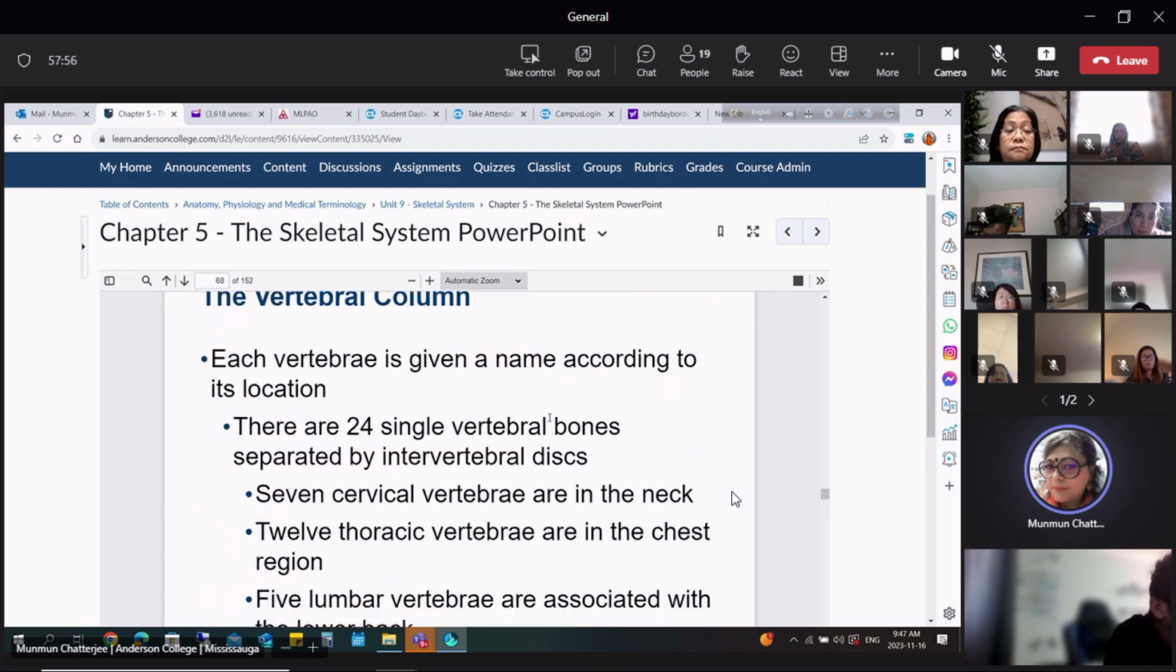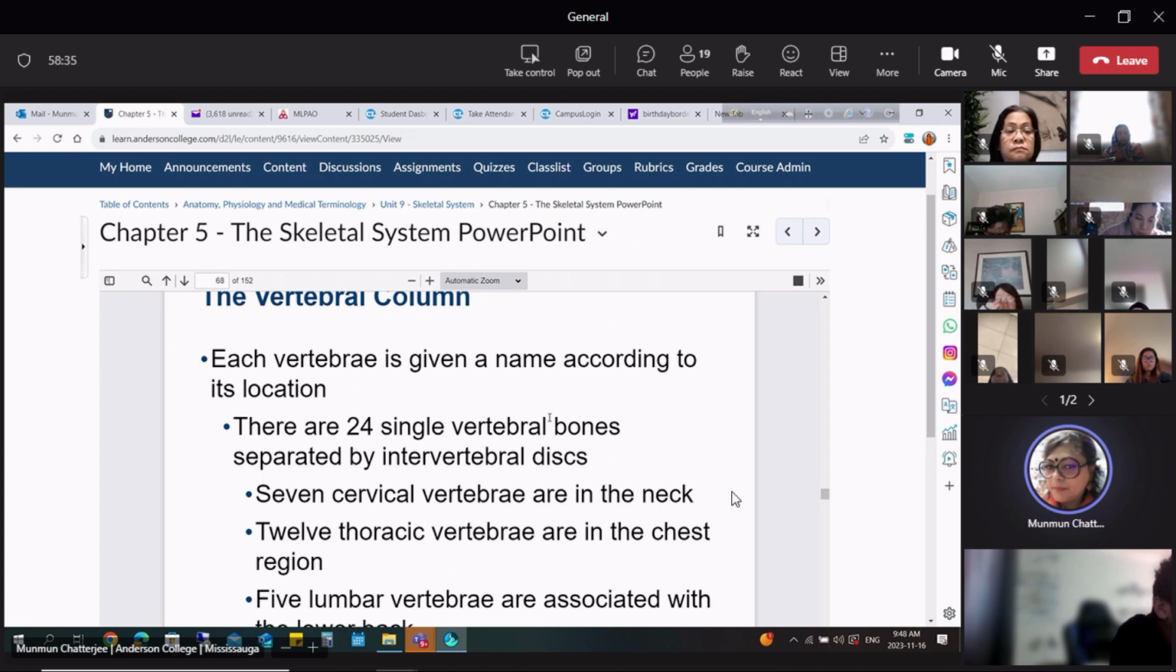Now we're coming to the next structure of your axial skeleton. It's the vertebral column. We have 24 single vertebral bones in our body, and each vertebra has its name as per its position or location in the body. These vertebrae are not connected to each other. They are separated by the intervertebral disc.